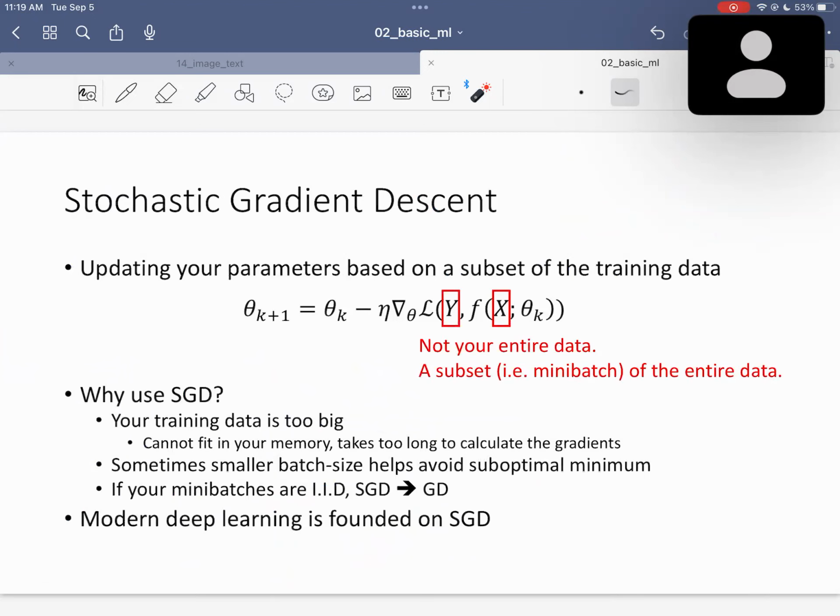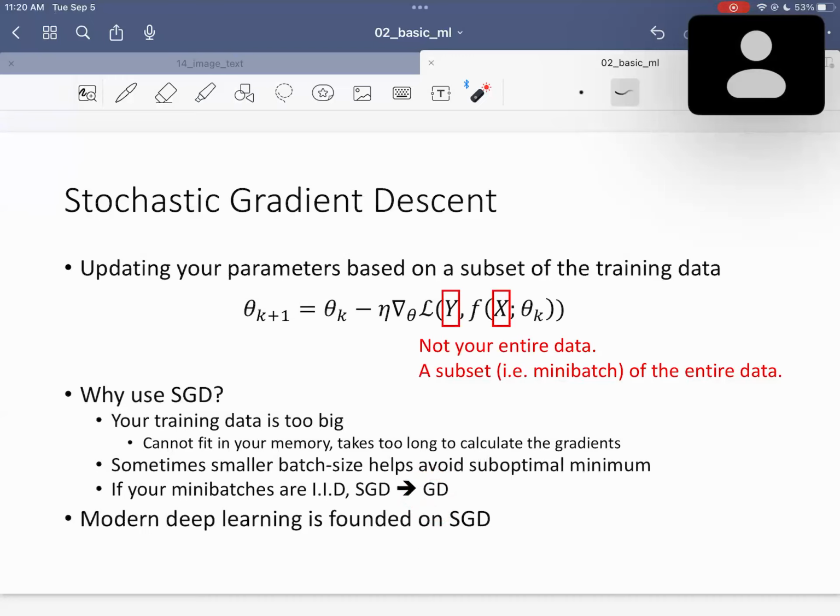And there is a premise: your mini batches have to be sampled IID, independently and identically distributed. So you have to randomly sample each mini batch from your entire data. Otherwise, if there's some kind of dependency between mini batches, then your SGD will not be the same as GD. Stochastic gradient descent will only give you the same solution, meaning the same values for the coefficients, if you sample your mini batches IID. If you do not randomly sample, then your SGD solution will not be the same as the GD solution. As I said, modern deep learning is founded on SGD.